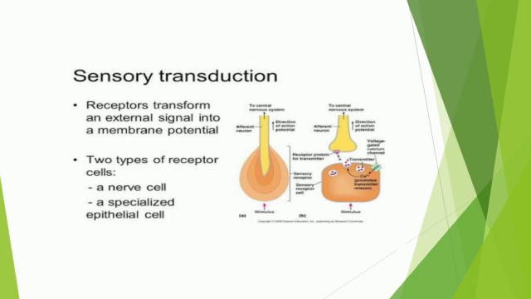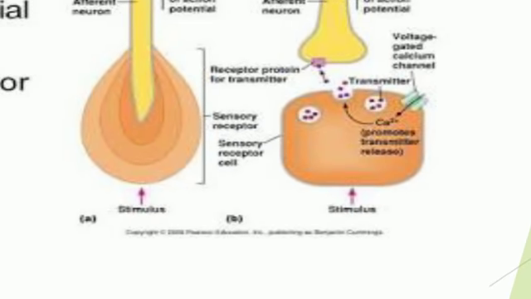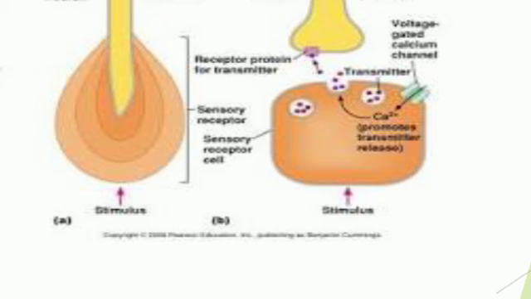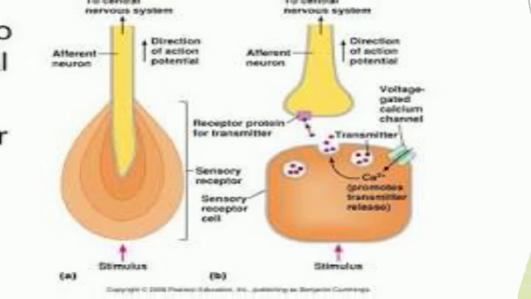Now we discuss about the sensory transduction. In sensory transduction, receptors transform an external signal into a membrane potential. There are two different types of receptor cells, a nerve cell and specialized epithelium cells. In the diagram, we discuss the structure of stimulus. How calcium-gated ion channels allow calcium ion to release transmitter. These transmitters attach on an afferent neuron, and this diagram also shows the direction of action potential.